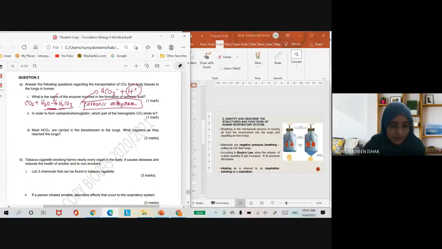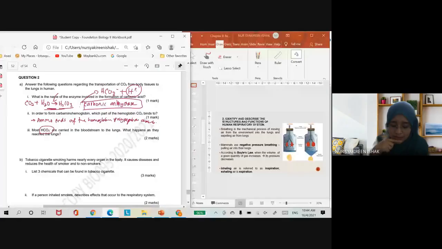Anhydrase. Number 2, in order to form carbaminohemoglobin, which part of the hemoglobin does carbon dioxide bind to? It will bind to the amino ends. The amino ends of the hemoglobin polypeptide chain. So that is the answer lah. The amino ends of the chains.